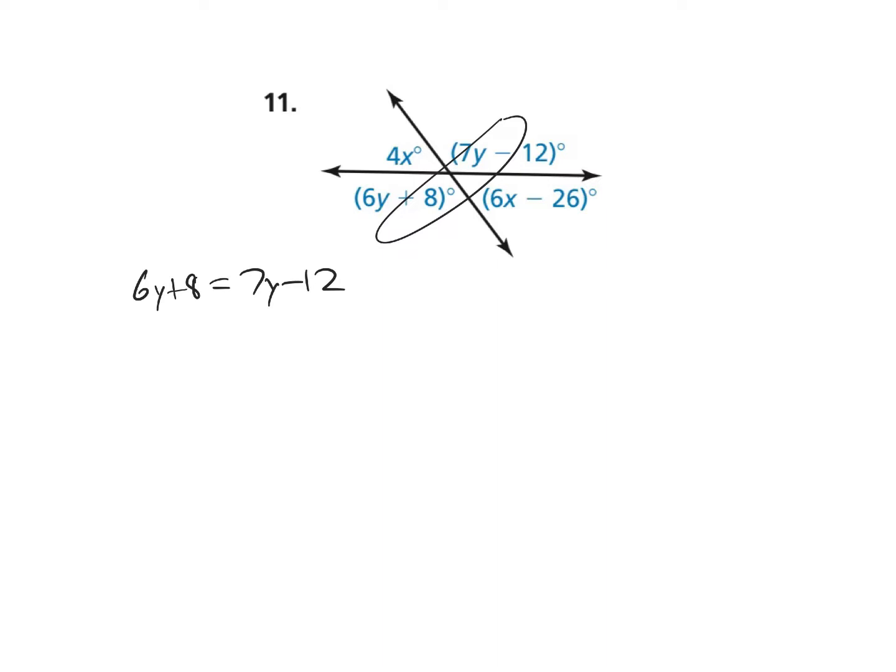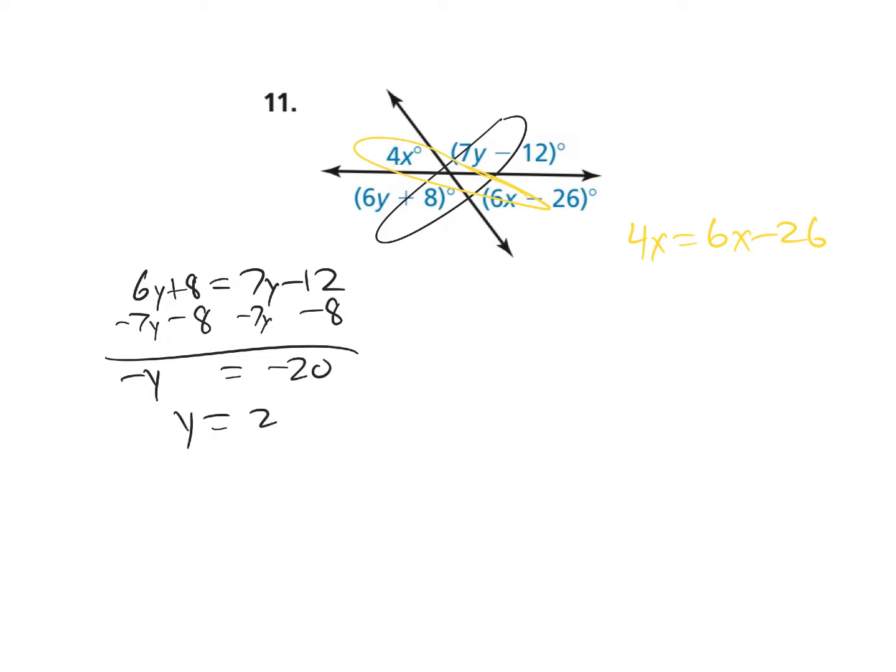So let's do these two. Set those up. That's going to be 4x equals 6x minus 26. So let's solve them all separately. All right, so subtract 8. And we're going to subtract 7y to the left. So negative y equals negative 20, or positive y equals 20.